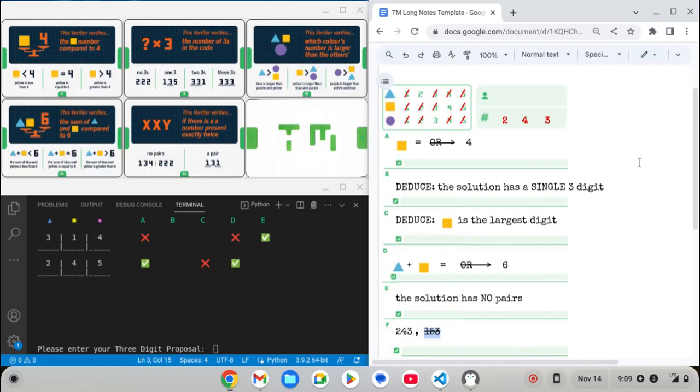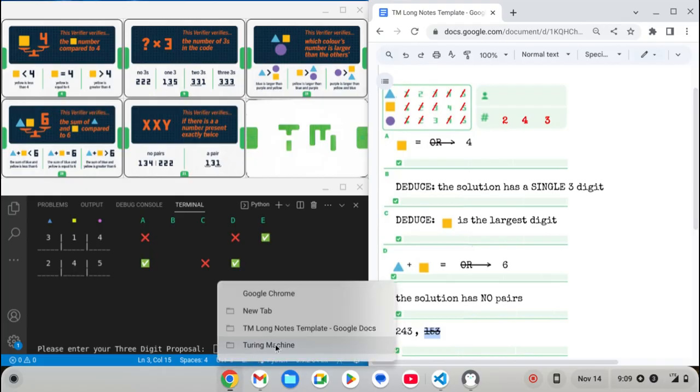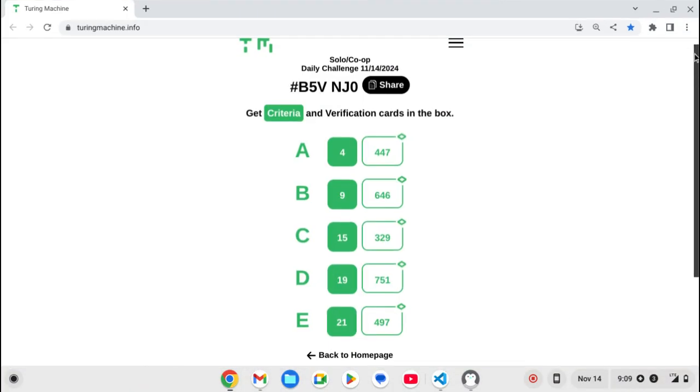We deduce that there should be a single 3. There is. We did deduce C that it should be the largest, since circle failed to be the largest. Yeah, that would default square to be the largest. It is. The sum of the first two is 6. It is. And there are no pairs. Yeah, so that looks like our solution. But let's go verify. 243.